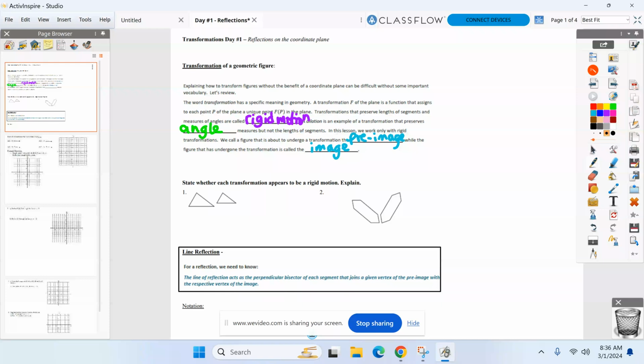All right, let's talk about this rigid motion stuff now. The one on the left is my pre-image. The one on my right is the image. Do you think a rigid motion happened? Remember what a rigid motion is. Angles stay the same, sides stay the same. Do you think this is a rigid motion? Absolutely not, because looks like the angle stayed the same, but what didn't? My side lengths. So side lengths changed.